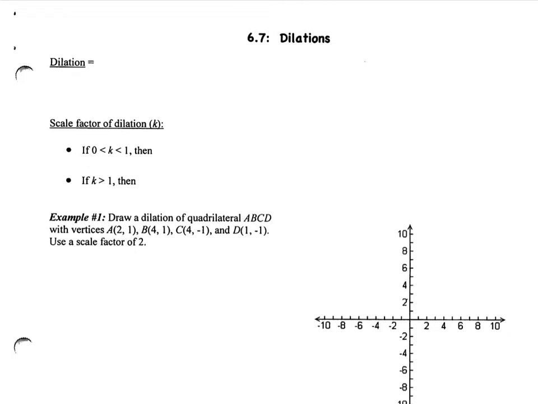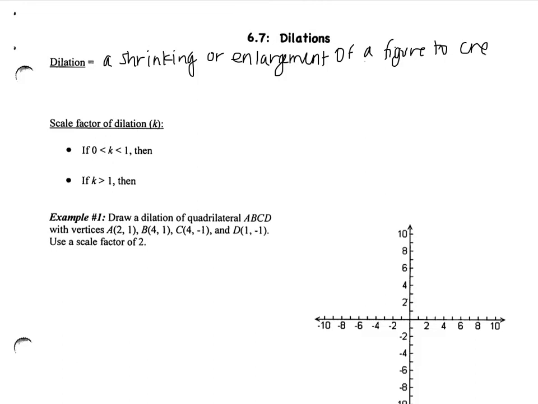A dilation is a shrinking or enlargement of a figure to create a new figure. So you take a figure and either blow it up or shrink it to make a new figure. And because you're shrinking or blowing up the figure, it's going to be similar to the original figure. That's why this is in Chapter 6: you're going to have two similar figures.